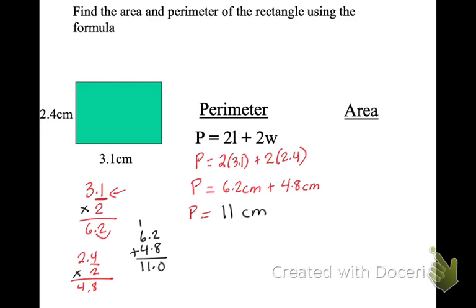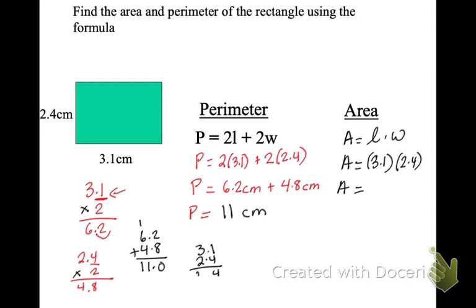All right, area, here we go. A equals length times width. Now I'm substituting in 3 and 1/10 times 2 and 4/10. Remember, we're doing centimeters times centimeters, so area is, now, just doing double digit, 3 and 1/10. This time it's 2 and 4/10.